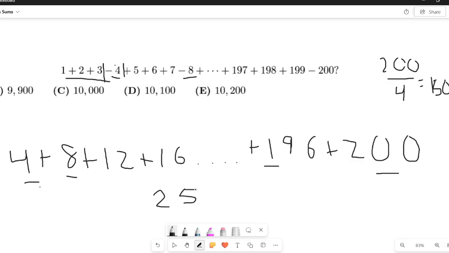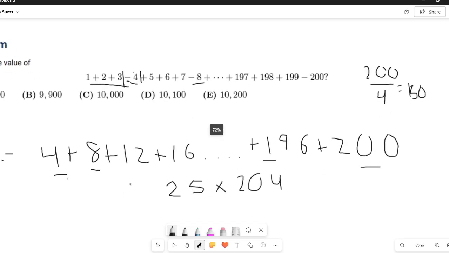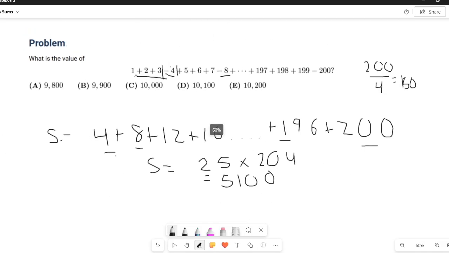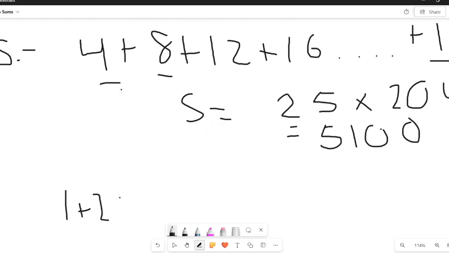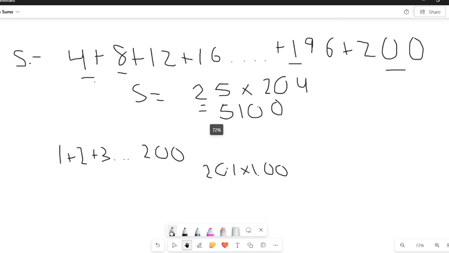So 25 times what is the sum of one of these? This is 204. So this would be all of the numbers that equals a negative in the result. So if we multiplied all this out, 25 times 204, you would get 5,100. Now let's find the sum of the normal numbers. So I'm just going to treat it like a normal 1 plus 2 plus 3 plus 4 all the way until 200, and then we can subtract this off. So what would this be? This would be 201 times 100.